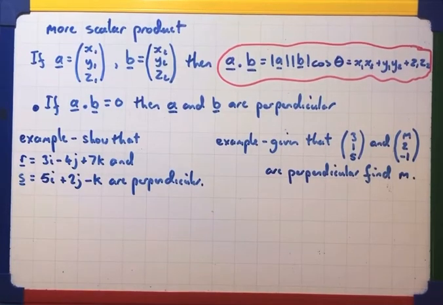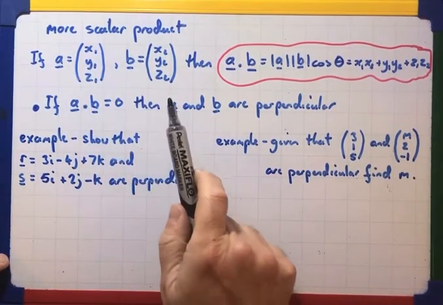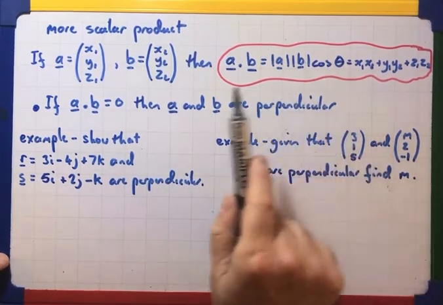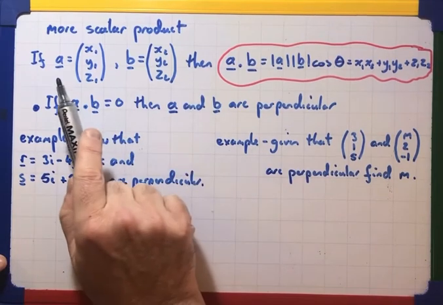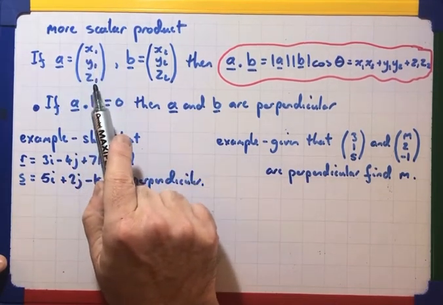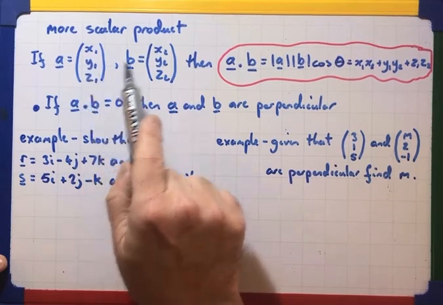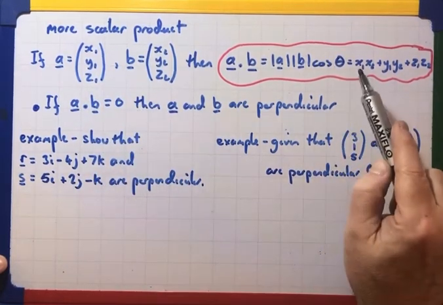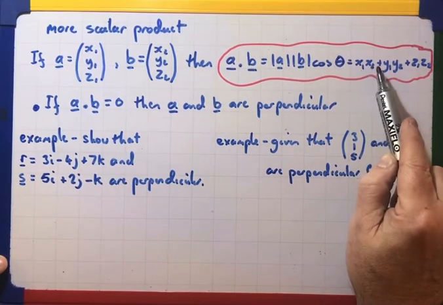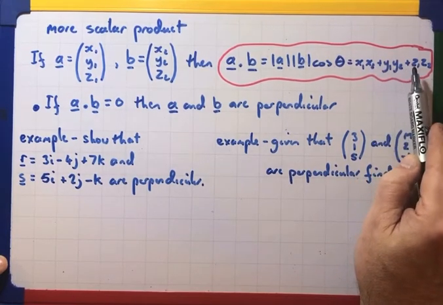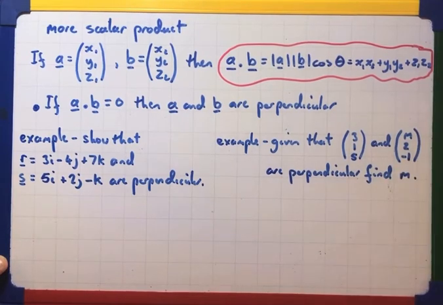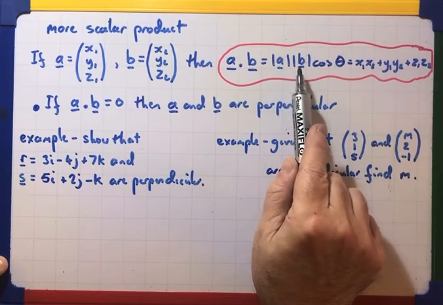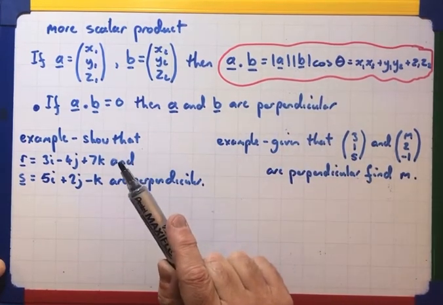Okay, we said yesterday we're going to come back to the scalar product. Now there is another version of the scalar product. If we're given vectors in component form, x1, y1, z1 and x2, y2, z2, then the scalar product is x1 x2 plus y1 y2 plus z1 z2 as well. It's equivalent to magnitude A times magnitude B times the cos of the angle between them.